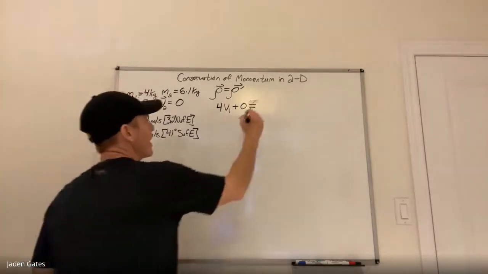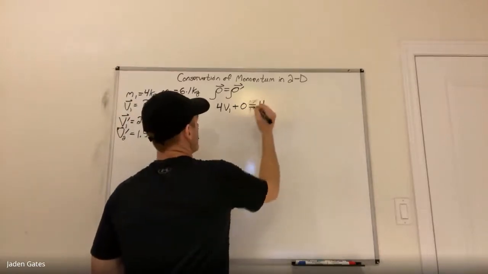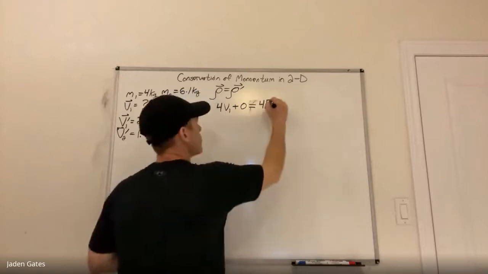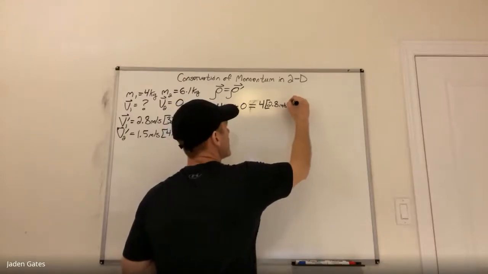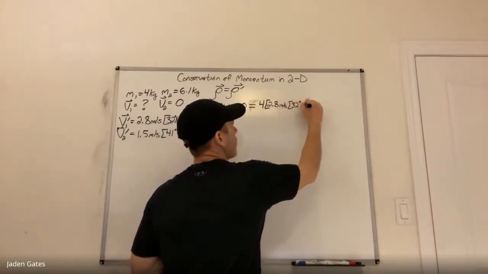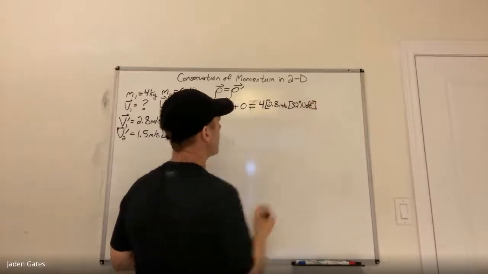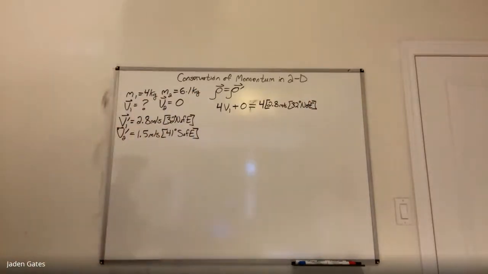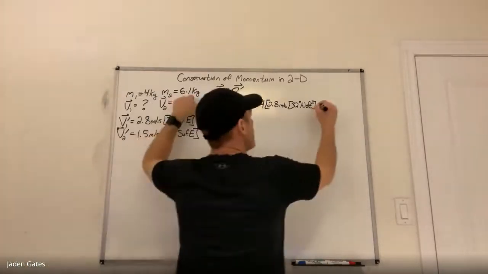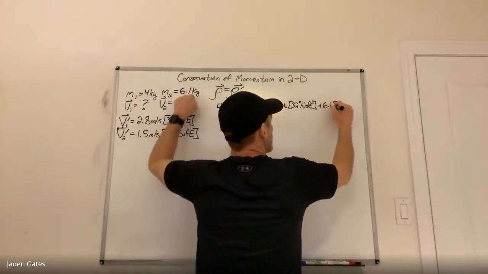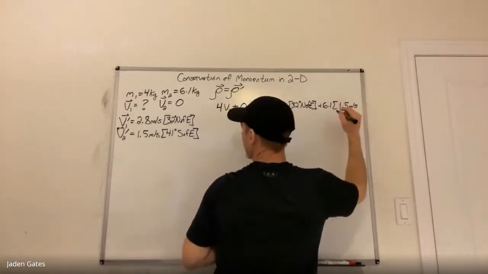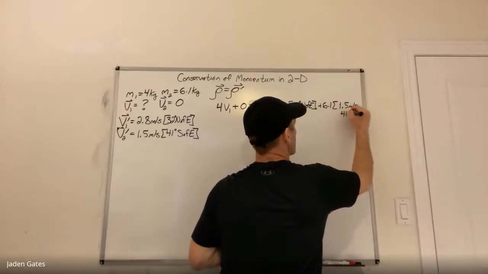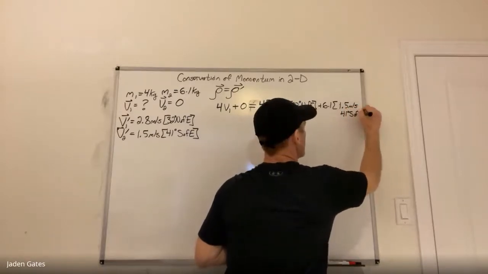So here we go. We have M1, which is 4, times V1 prime, which is 2.8 meters per second. I'm going to write it really small because we don't really need it. 32 degrees north of east. There's the momentum afterwards of the first object. Now the second momentum after the collision. So we're going to have a plus 6.1 times 1.5 meters per second, and the direction here is 41 degrees south of east.